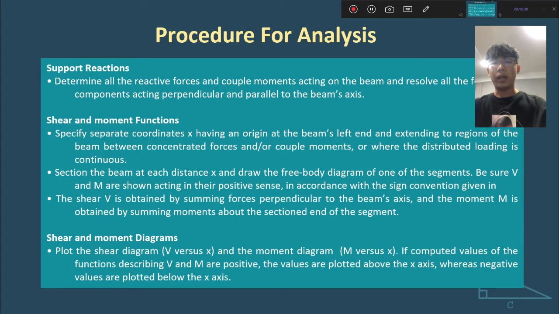So, the shear and the moment diagrams. For the shear and the moment diagram, we must plot the shear diagram V versus x, with V as horizontal and x as vertical, and the moment diagram M versus x, like V versus x. If computed values of the functions V and M are positive, the values are plotted above the x-axis because they are positive, whereas negative values are plotted below the x-axis. Obviously it's negative, so it's plotted below it.